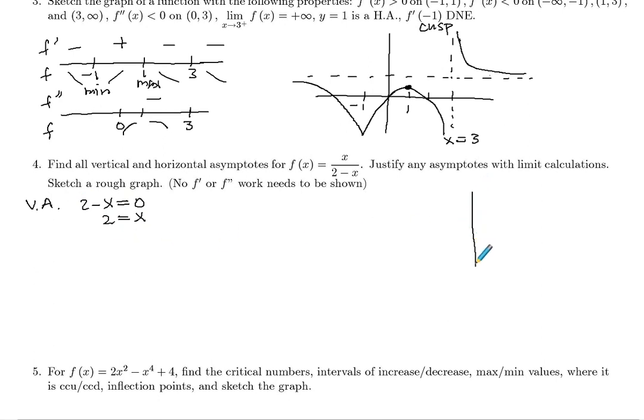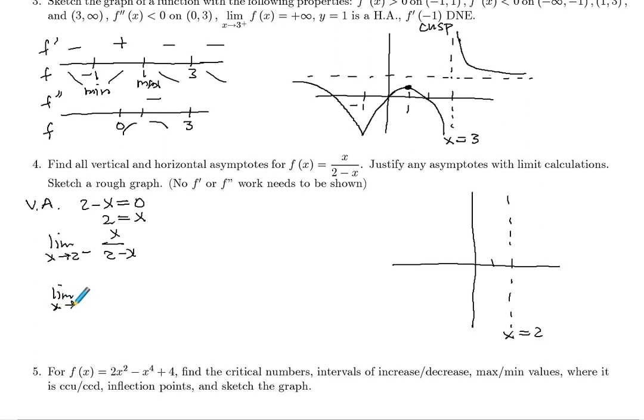So we can start sketching over here. x equals 2, vertical asymptote there. And then we'll have two limits for that. We want to look at the limit as x approaches 2 from the negative side of x over 2 minus x, and then also the limit as x approaches 2 from the plus side of x over 2 minus x.